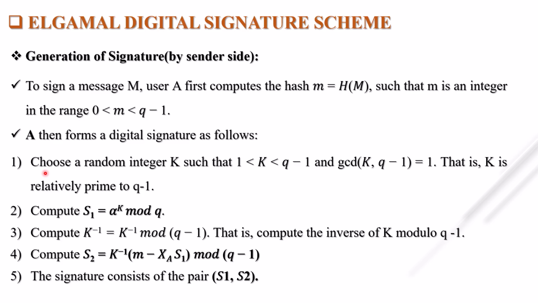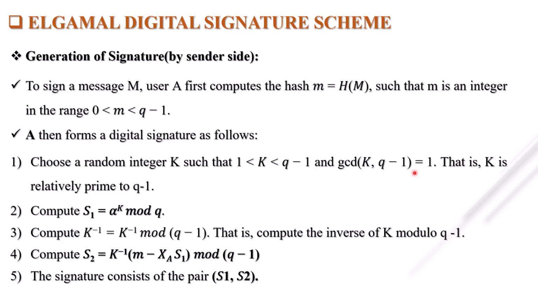First, choose a random integer k, that is the key, such that k is greater than 1 and less than q minus 1, that is, prime number minus 1. But k will not be selected randomly. The GCD of this k and q minus 1 must be equal to 1. For example, q is the prime number 19, so q minus 1 is 18. If I take k equal to 3, the GCD of 3 and 18 is not 1. The greatest common divisor is 3.